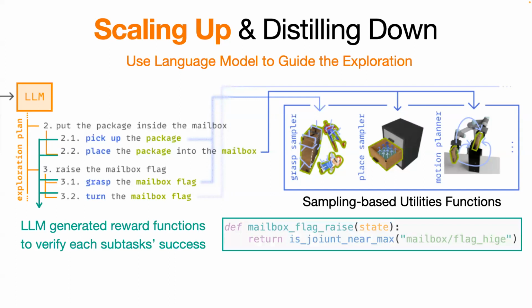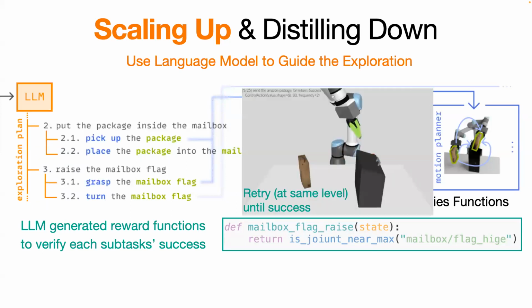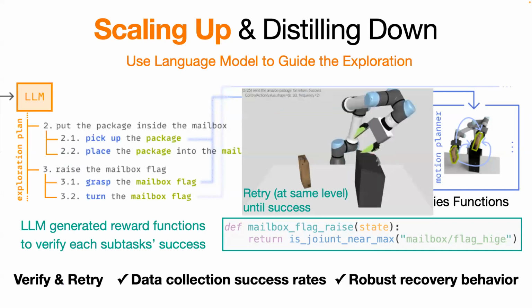Also, a very important part of using the LLM is that we use the language model to generate reward functions to help us verify whether each of the subtasks is successful or not. Here we explicitly make use of the state information in the simulator in order to help us write this reward function.